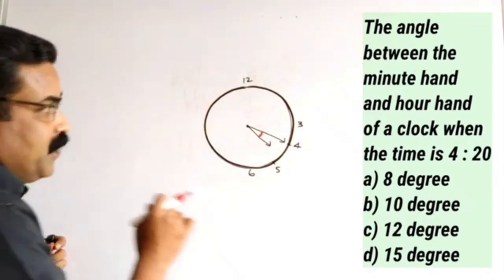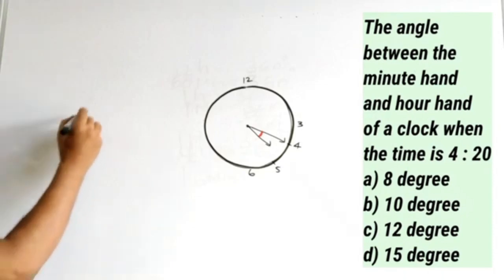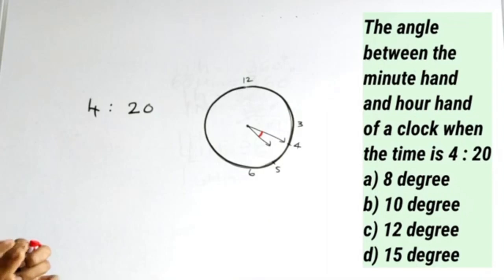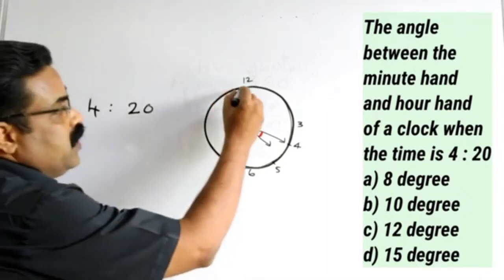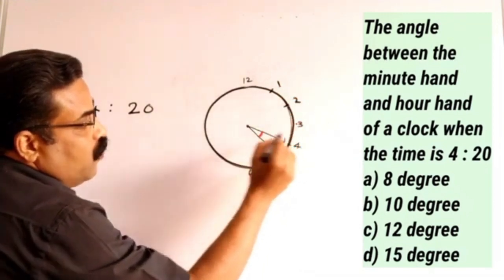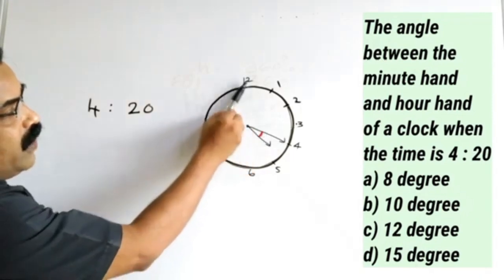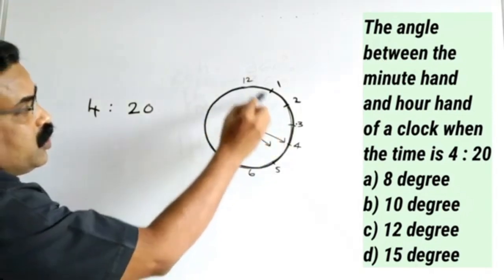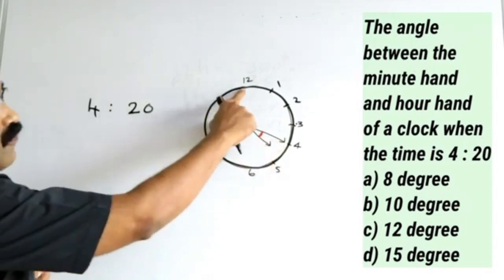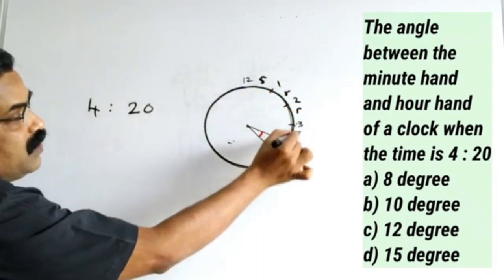Here you can see 4:20 is the time. Understand the concept very clearly, students. From here, this is 1, this is 2, 3, 4. So the minutes are 5, 10, 15 and 20. 20 minutes, and 4:20 is the time. Every one number is 5 minutes, 5 minutes, 5 minutes, 5 minutes.